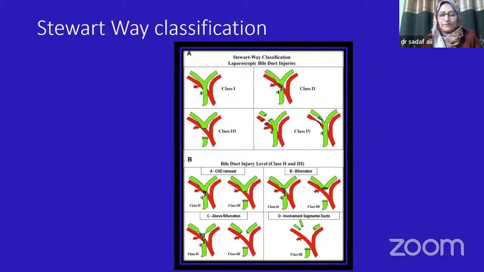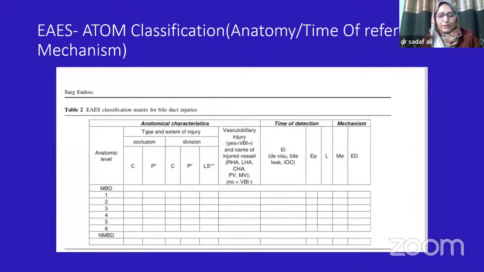He also puts up a class 1 injury where you have recognized it on the table with a cholangiogram and not much harm is done. In class 2, the continuity is there, and it's almost similar, with the addition of vascular injury in class 4.